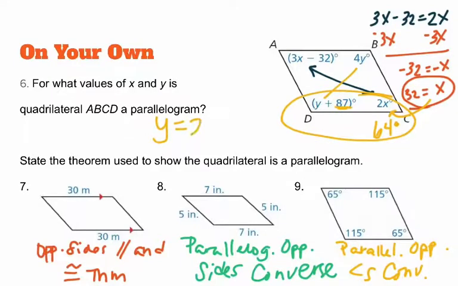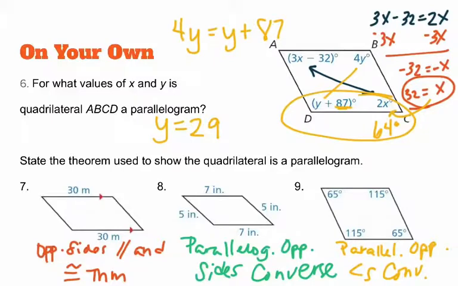Again, you could have chosen to set 4y equal to y plus 87. Subtract y, you get 3y equals 87. Divide by 3, you still get y equals 29. So it doesn't really matter which route you go. Do what makes the most sense to you.